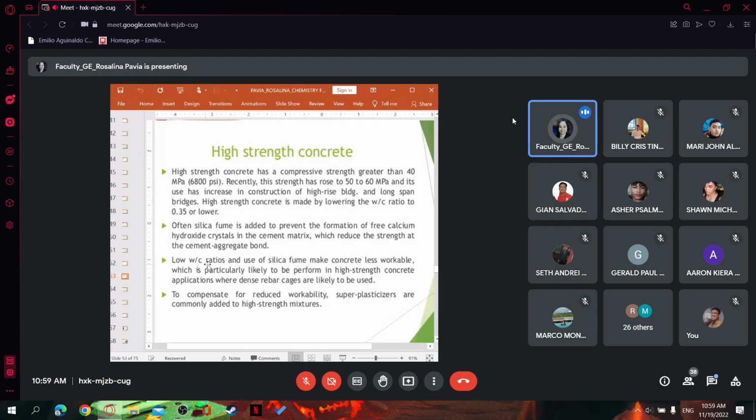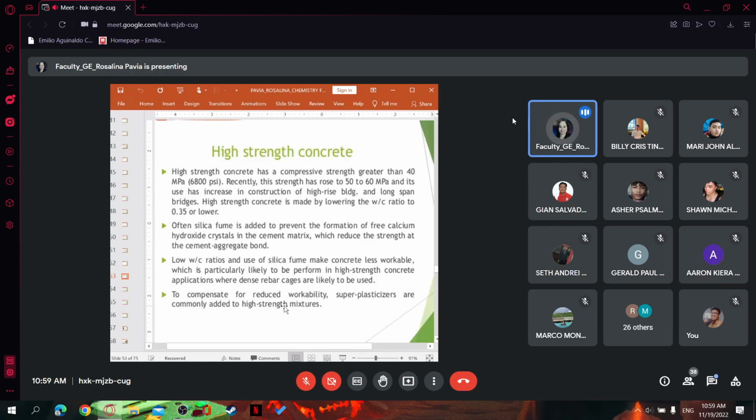Okay, low water to cement ratios and the use of silica fume make concrete less workable. So in order for it to become more workable, this is true for high performance or high strength concrete, they are going to apply more dense rebar. Okay? More rebar should be applied in order to increase the workability of your high strength concrete.